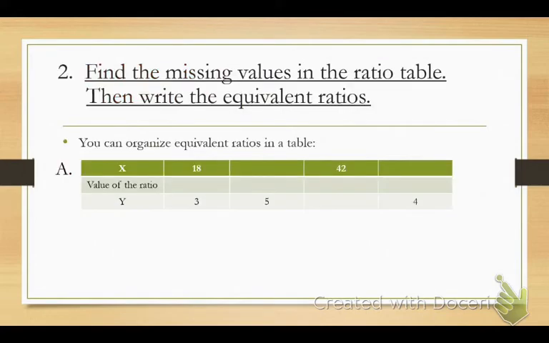This next one says to find the missing values in the ratio table. Then write the equivalent ratios, the things that are equal. So you can organize equivalent ratios in a table. One thing we've got to do is find the value of the ratio each time. One key thing I want you to write, take your red pen and draw an arrow from the top line to the bottom line. Anytime you are working from the top to the bottom, you're going to divide.